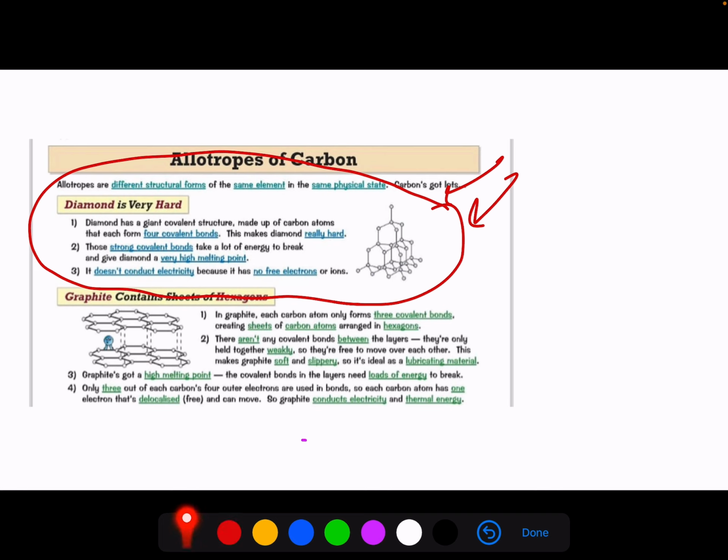If you understand the structure, you will get why diamond is hard, because diamond has a giant covalent structure. Guys, we call this giant covalent structure because it's very big, having a lot of covalent bonds, where each carbon atom forms 4 covalent bonds. This makes the diamond really, really hard. Strong covalent bonds require a lot of energy to break, so there's a high melting point as well, okay? So it doesn't conduct electricity because there are no free electrons. So all of this is common sense if you already understood the structure. That's it for diamond. Let's move up to graphite.